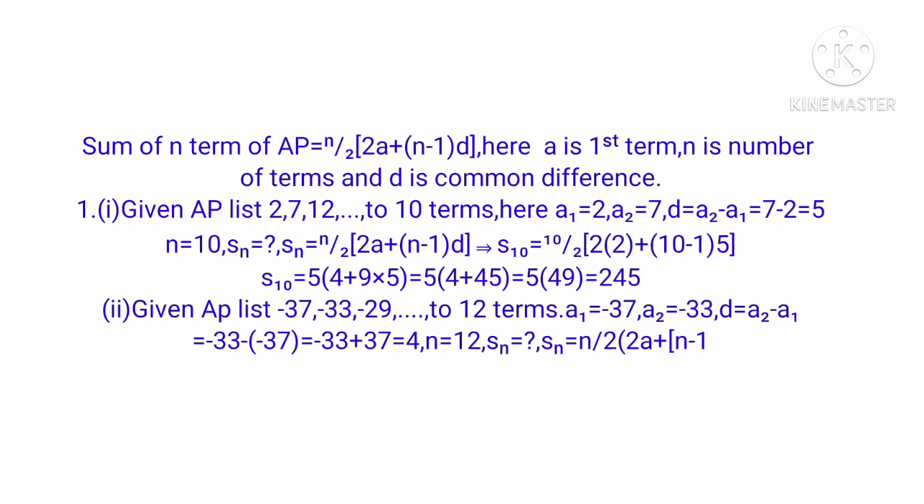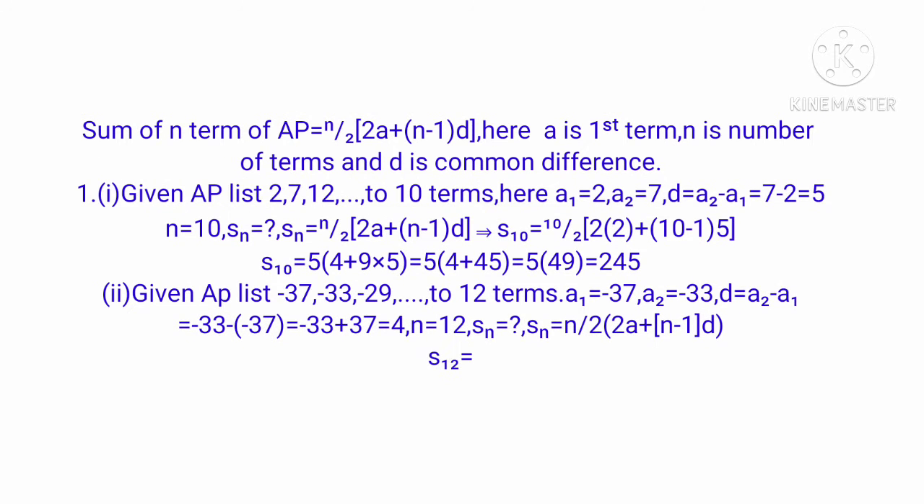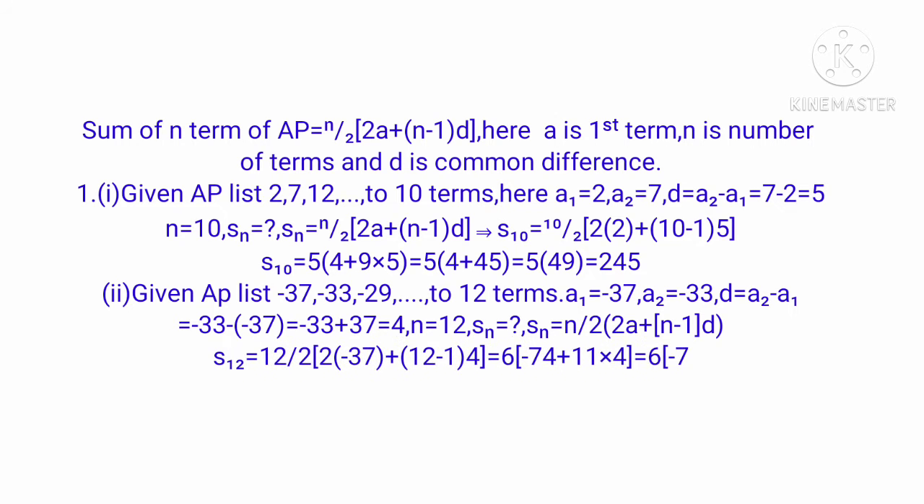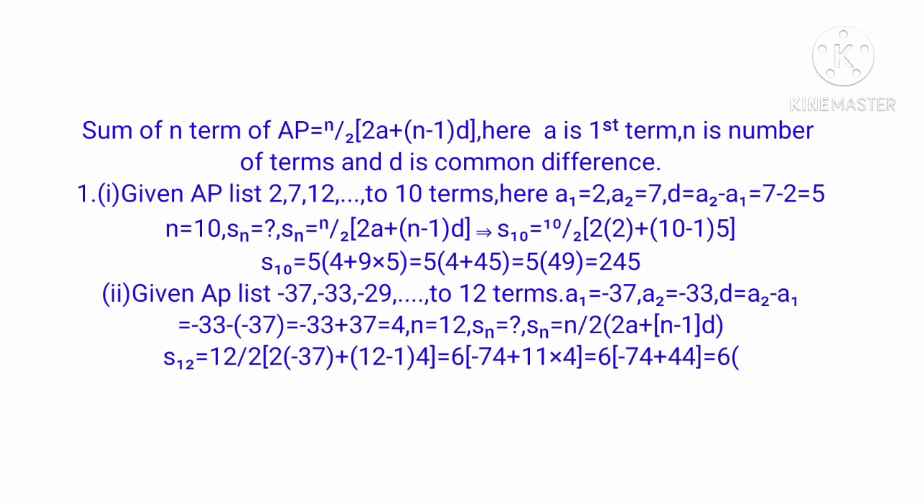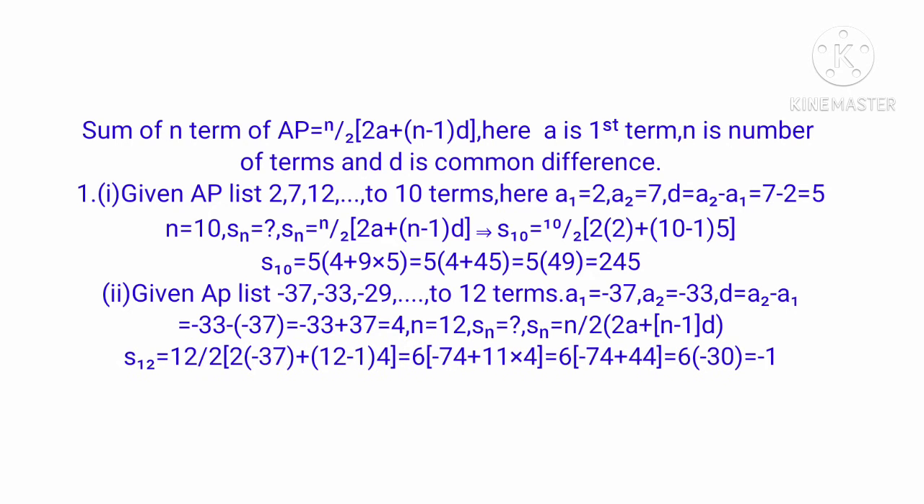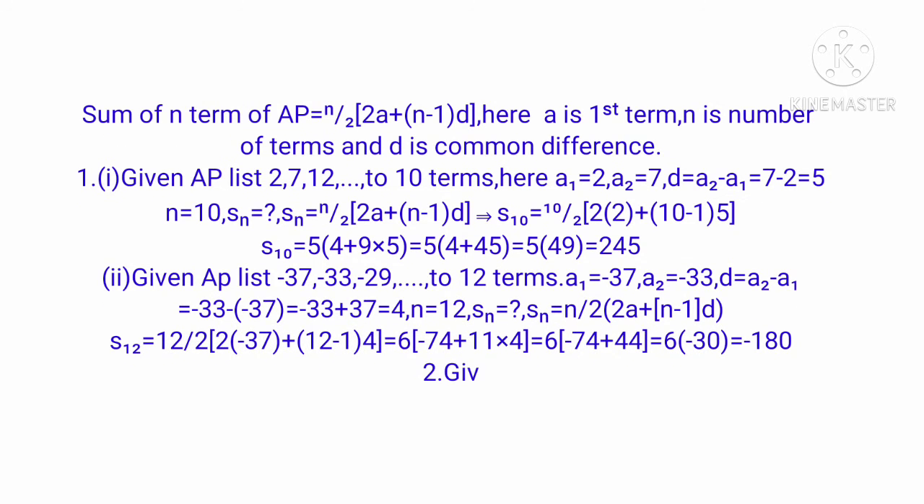Sn is equal to the formula n by 2 into (2a plus (n minus 1) into d). S12 is equal to, in the place of n, 12 by 2 into (2 into minus 37 plus (12 minus 1) into 4), is equal to 6 into (minus 74 plus 11 into 4), that is equal to 6 into (minus 74 plus 44), is equal to 6 into minus 30, that is equal to minus 180.